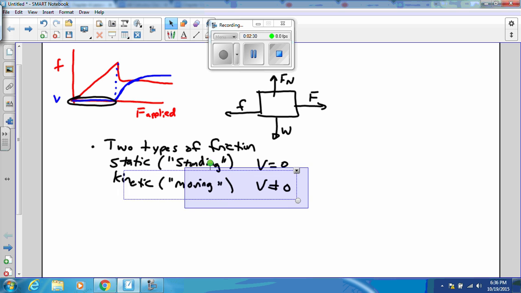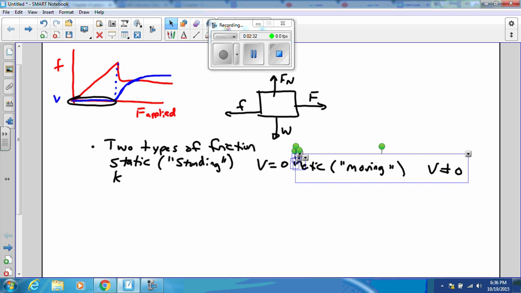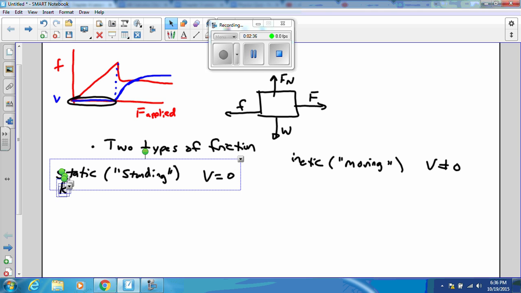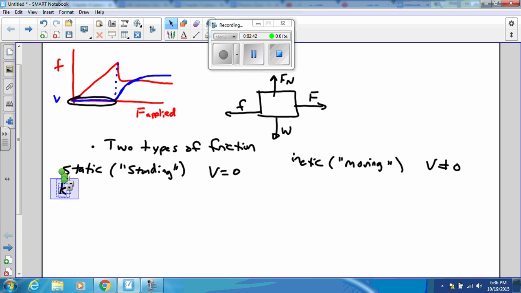Well, let me make a nice little chart right here. I lost my K. Huh. Wow. There we go. Okay, so we have static and kinetic friction.